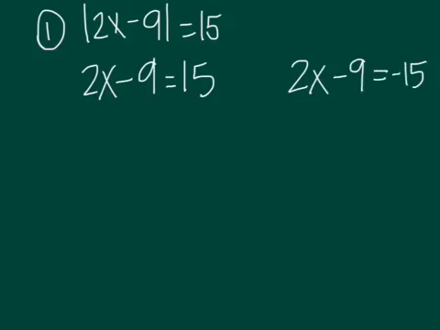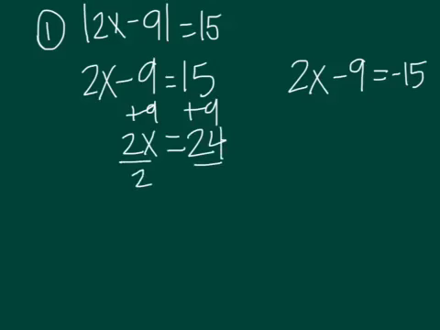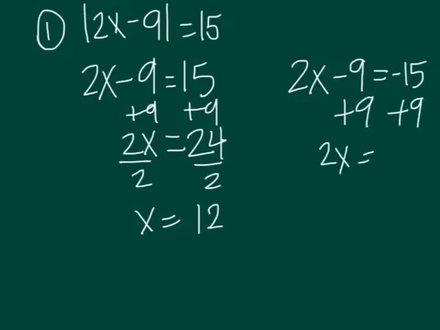So go ahead and solve that. We know that we need to add 9 to both sides. So we have 2x is equal to 24. And then to get x by itself, we're going to divide both sides by 2. So x is equal to 12. The next part, we do the same thing. Add 9 to both sides. So 2x is equal to negative 6. Divide both sides by 2. So x is equal to negative 3.